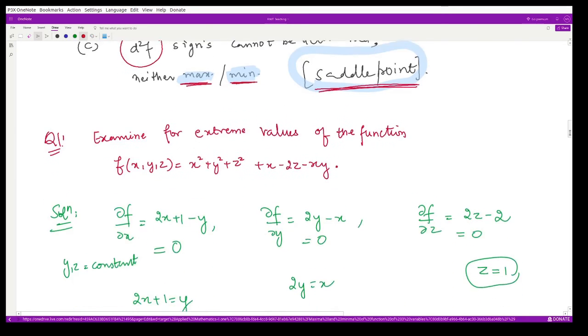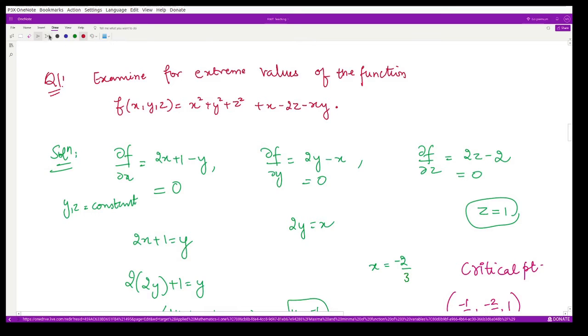So let us first discuss some examples. This question I left to you in the previous video. Here the question is to determine the extreme values of the function f(x, y, z), which is given to be x square plus y square plus z square plus x minus 2z minus xy.